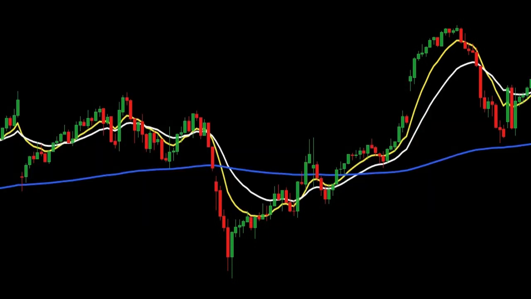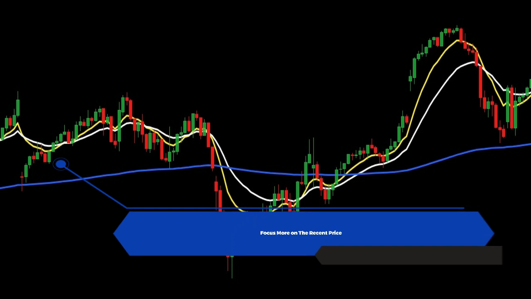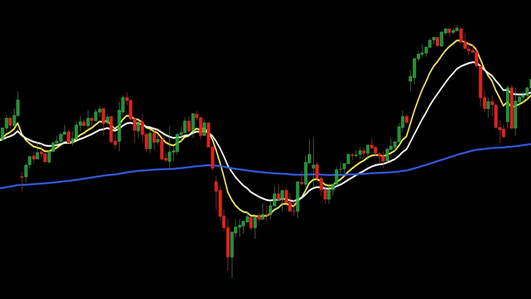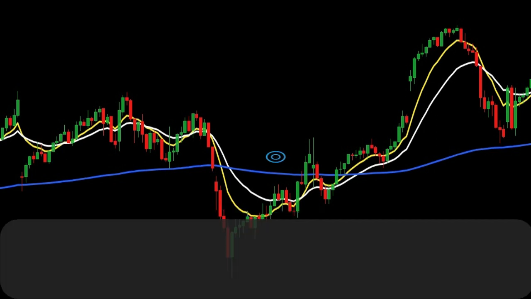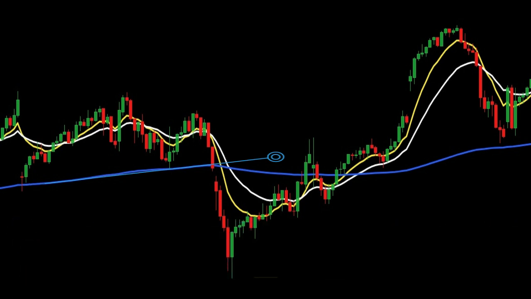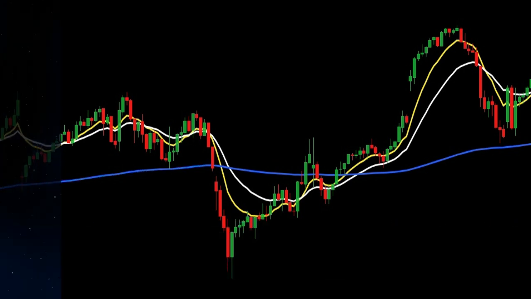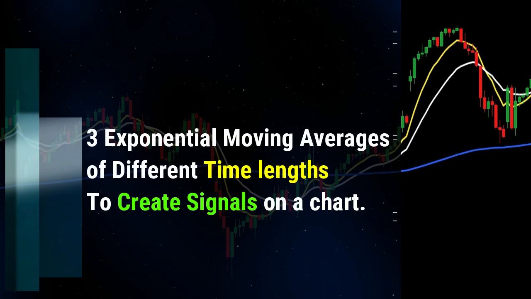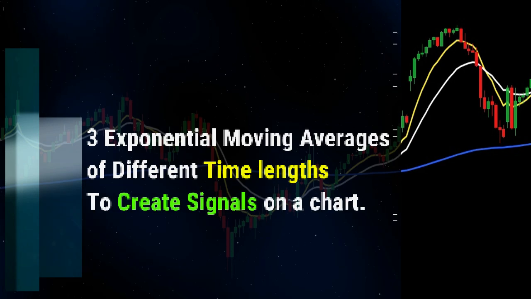The reason the exponential moving average is so popular with many traders is because it focuses more on the recent price than the simple moving average does. Where the SMA is just averaging the price out over a certain period, the EMA adds more weight to the recent price. The 3 moving average crossover strategy is a technical trading technique that uses 3 exponential moving averages of different time lengths to create signals on a chart.